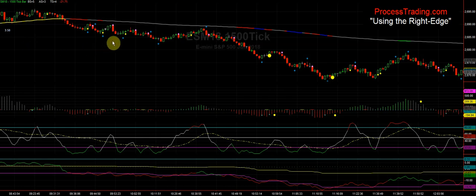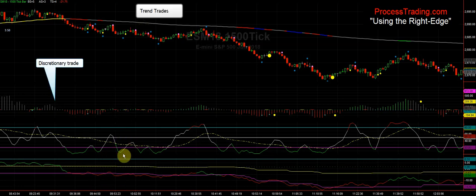Now we know that the price bar and the PT VWAP line up here are our trend trading system, and the indicators below are our discretionary trading system, although they all work as a whole system and give confirmation to each other. As well, we have a specific trade management technique that keeps us from getting into bad trades. It gets us into good trades. It does what we call helps us buy into strength and sell into weakness.